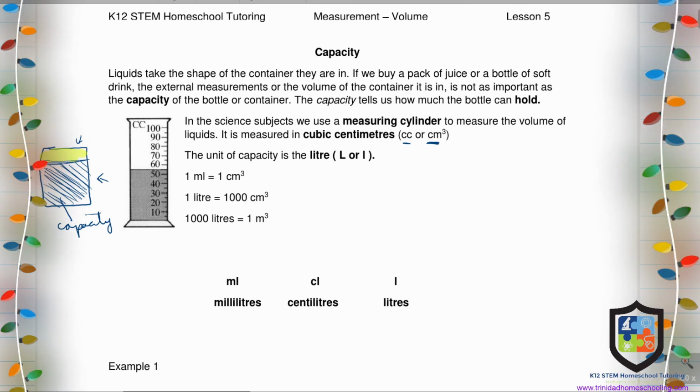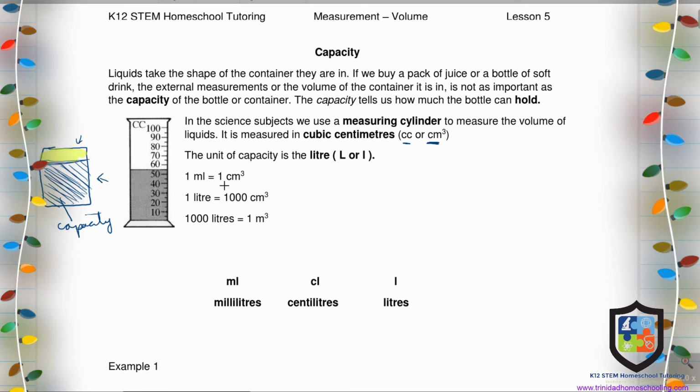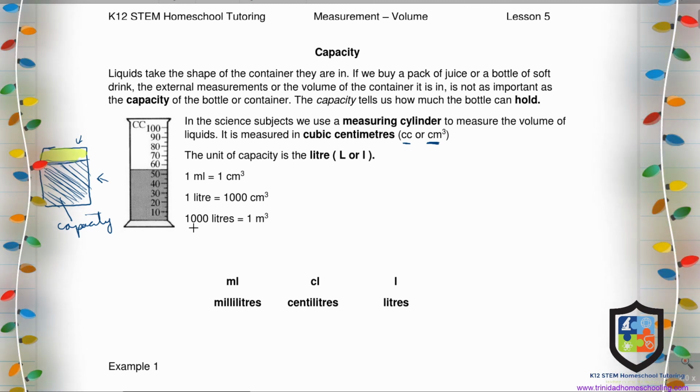So the unit of capacity is the liter. We don't usually use cubic centimeters, although 1 milliliter is approximately equal to 1 cubic centimeter. 1 liter is equal to 1,000 cubic centimeters, and 1,000 liters is equal to 1 meter cube.